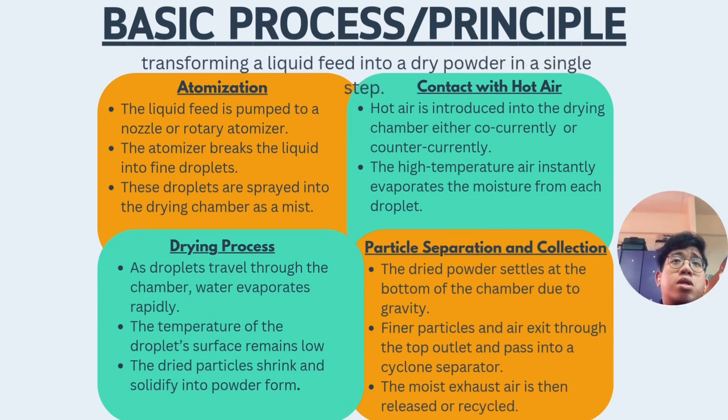First step, atomization. In atomization, the liquid feed is pumped to the nozzle, also known as a rotary atomizer. Next, the atomizer breaks the liquid into fine droplets. Lastly, these droplets are sprayed into the drying chamber. The atomizer also increases the surface area for faster drying.